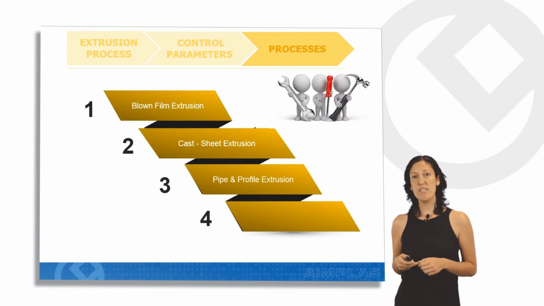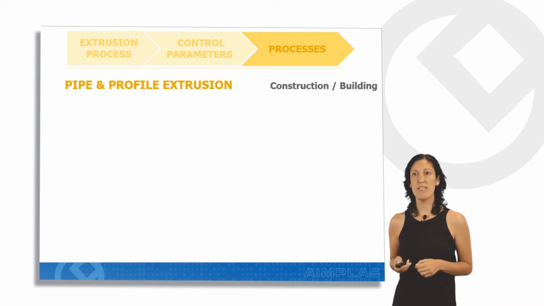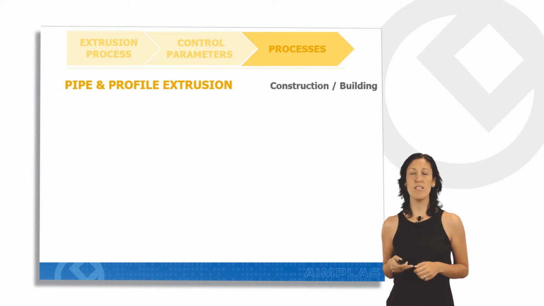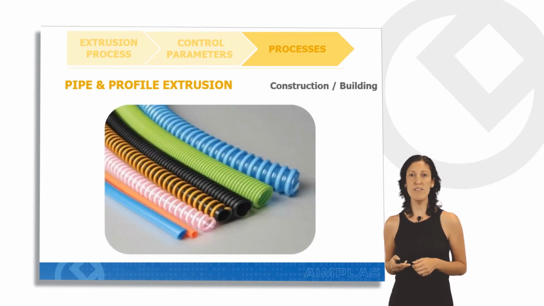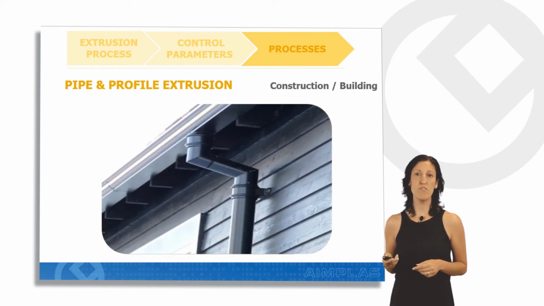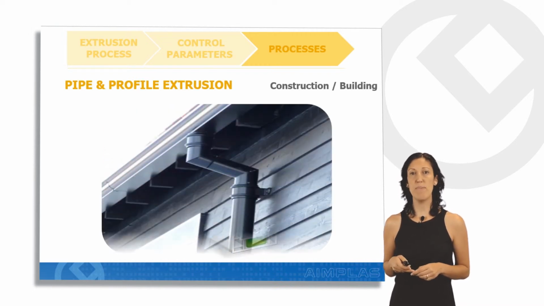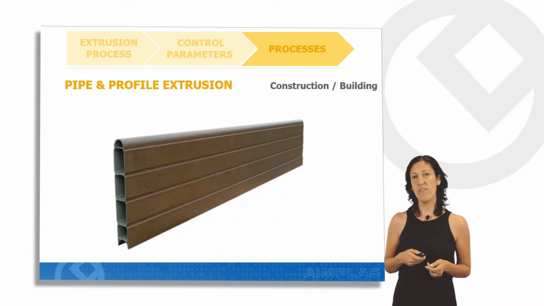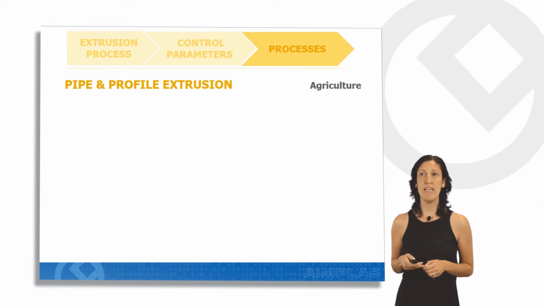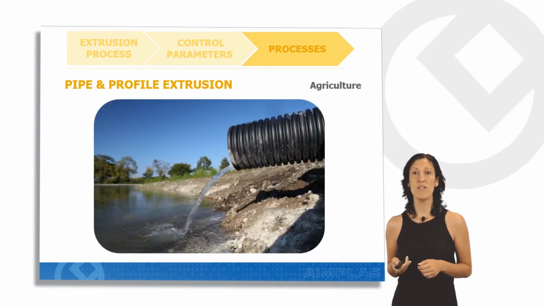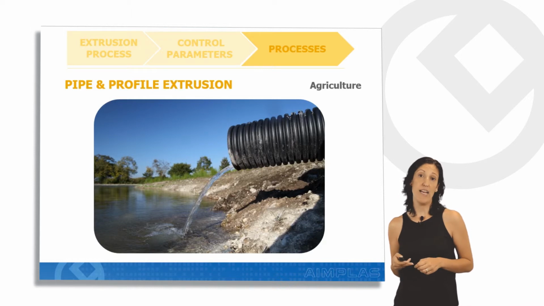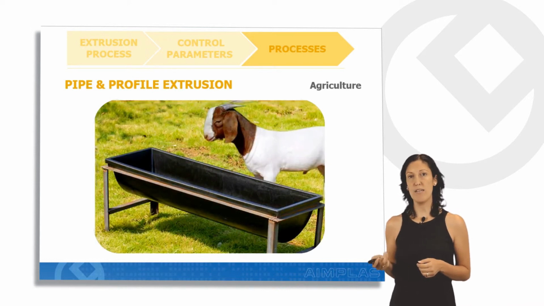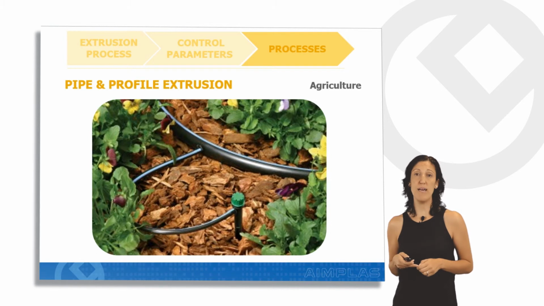Okay, next process is the pipe and profile extrusion. With this process, we could obtain products in the construction or building sector. For example, protective wiring looms, rainwater pipes, window profiles, and garden fences. In the agriculture sector also, land drainage tubes and animal feeding, and also irrigation pipes.